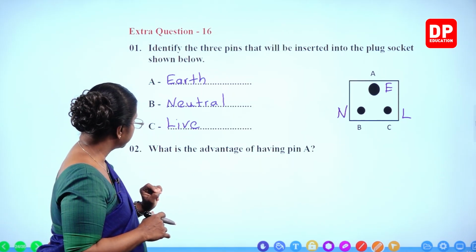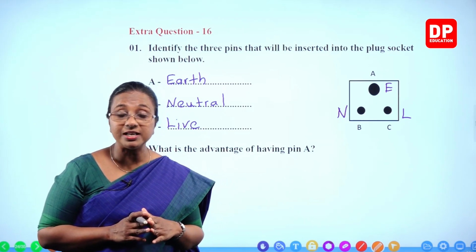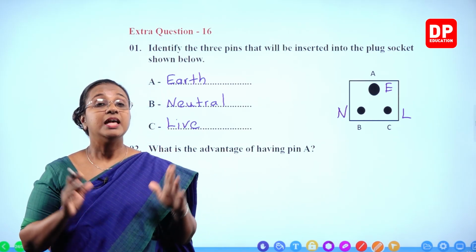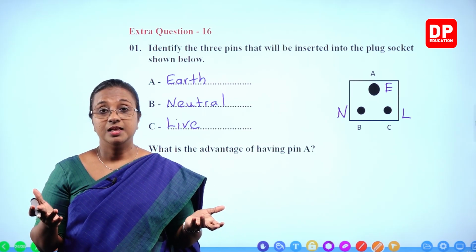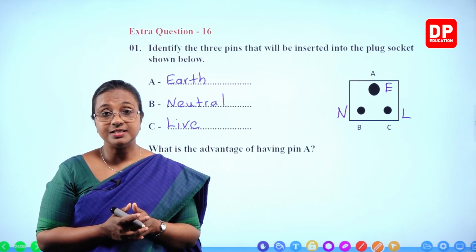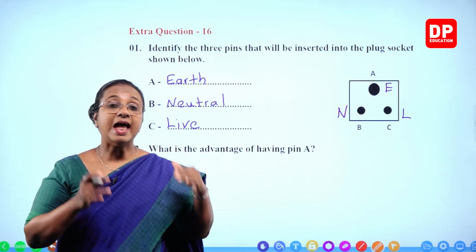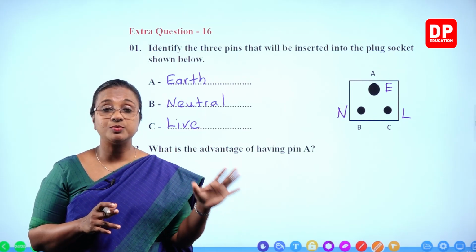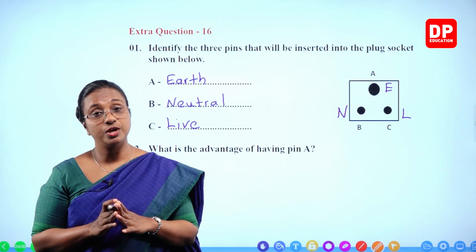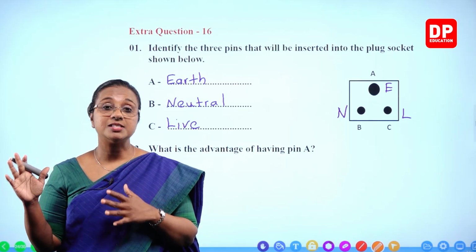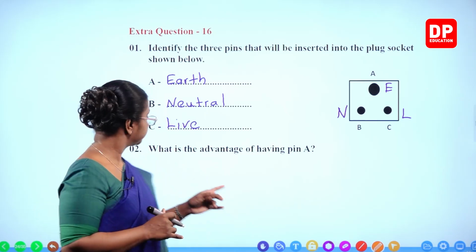Then the second question, what is the advantage of having pin A? If the electric appliance has a metal casing and if there is electricity leakage, that electricity will be earthed, and at the same time the trip switch will disconnect the electricity supply to the household. So the consumer is protected from electrocution or electric shock.